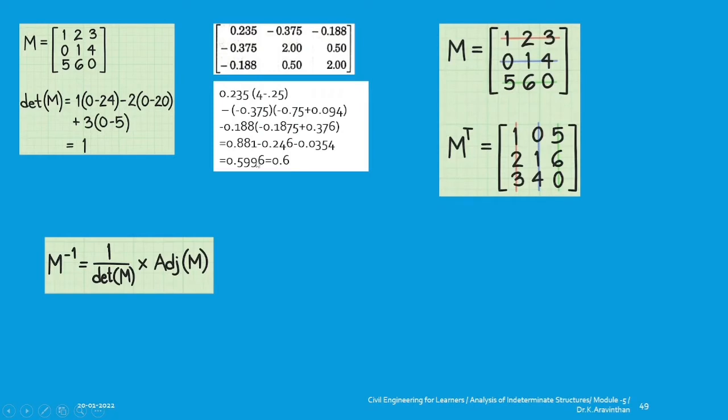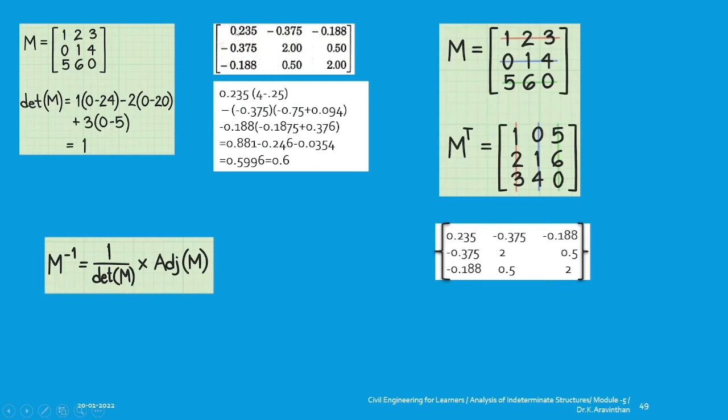Now what to do? You have to find the adjoint of M. First the determinant of M is over, then finding the adjoint of M. How to find that? Making the rows into columns. So you have to find M transpose. If it is 1, 2, 3, make it as 1, 2, 3. So this row into this column, and second row into second column, and third row into third column. Likewise, you have to make this row into column. You have to find the K transpose. So if you make the transpose, 0.235 will be here, and 0.375 is here, and 0.1 minus 0.188 is here. So if you transpose the second row into column, and third row into this column, you will be getting the same answer only.